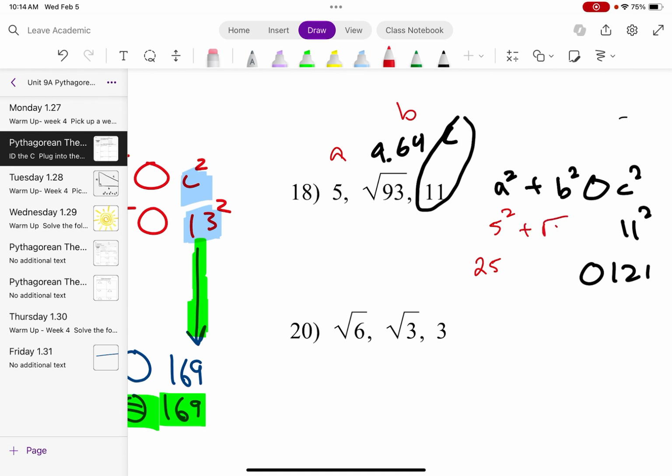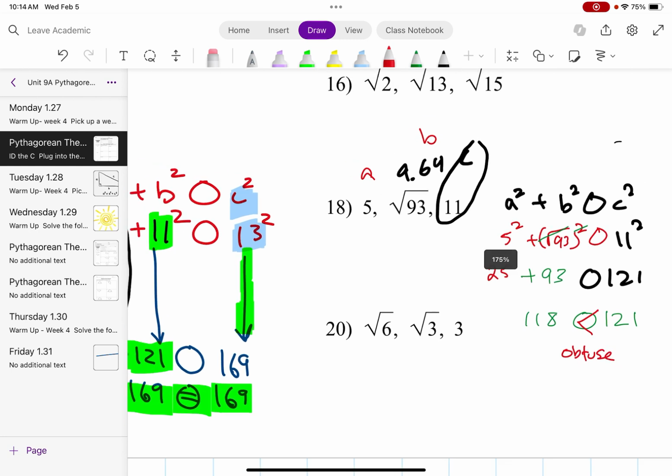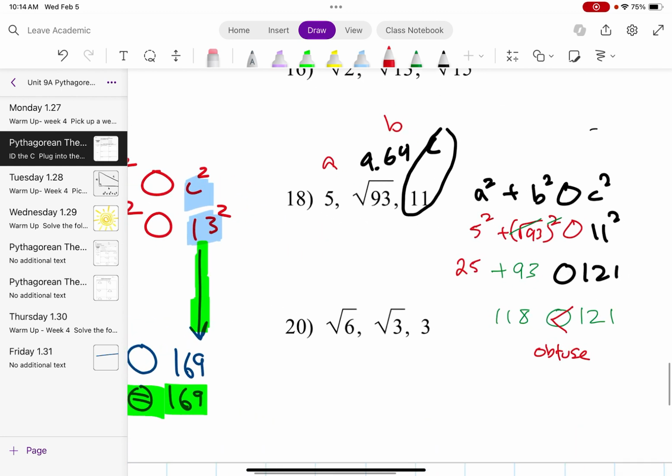So now you get the square root of 93 squared. Now remember, when we went over radicals, we had a shortcut. This square and that square root cancel. They're opposites of each other, so they cancel out, and what's left over is just a number. So in this case, we have 25 plus 93, and that's equal to 118 versus the 121. Which one's bigger? The bigger one is going to be 121, and so in this case, it'll be obtuse, I believe.